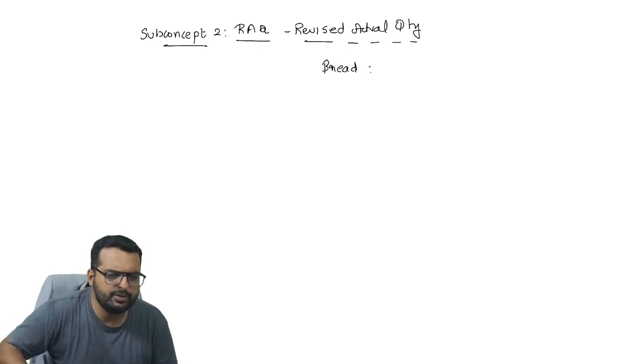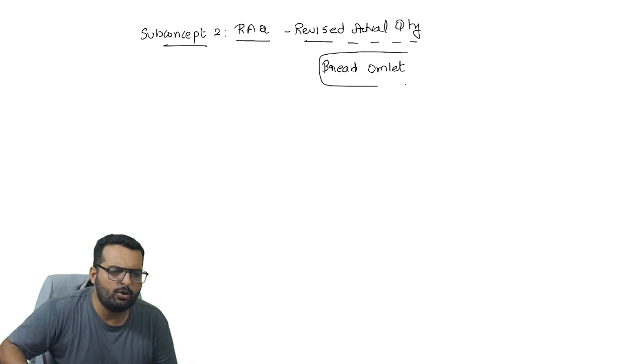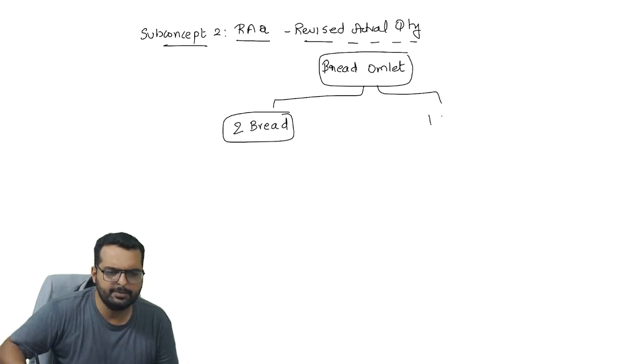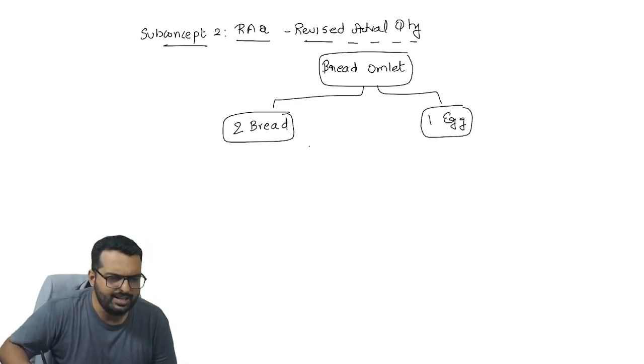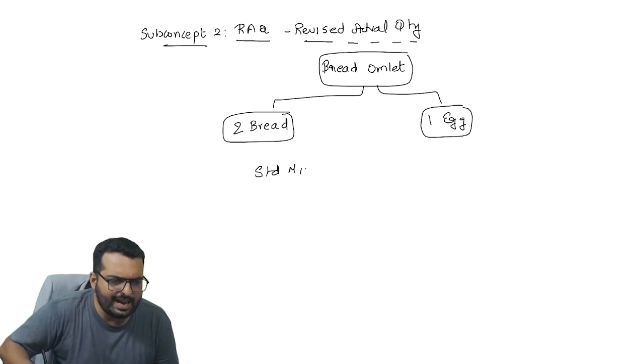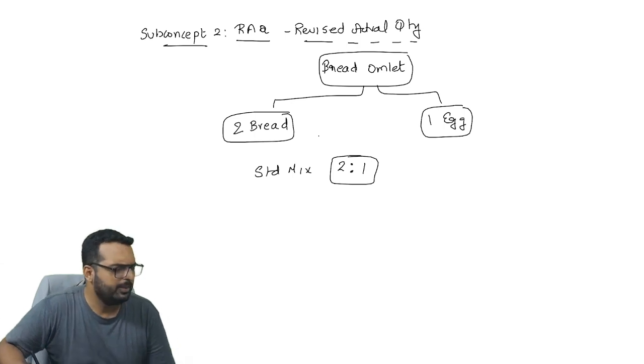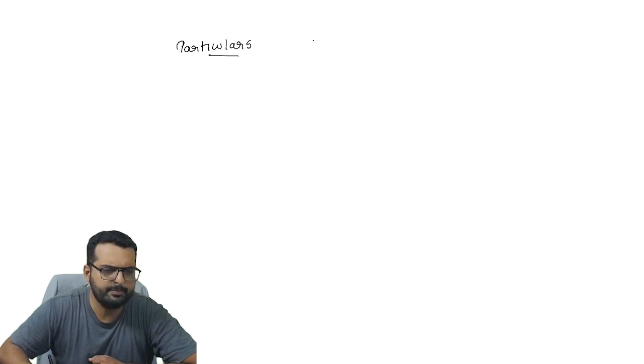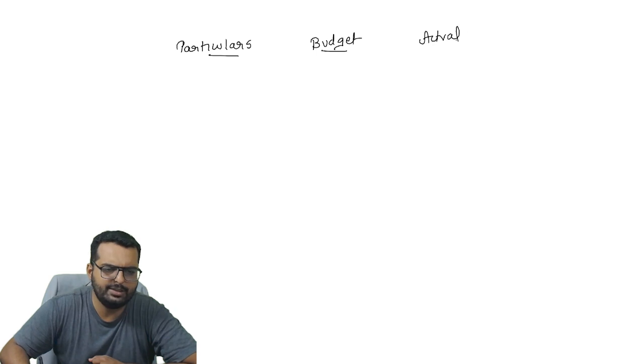Tell me, my dear friends, in order to make bread omelette, what is required? Two bread is required and one egg is required. Am I right? So can I say the standard mix for making a bread omelette is 2:1? Okay. So now I'll put up a table over here, friends. Particulars, budget, and then I will write down the actual.